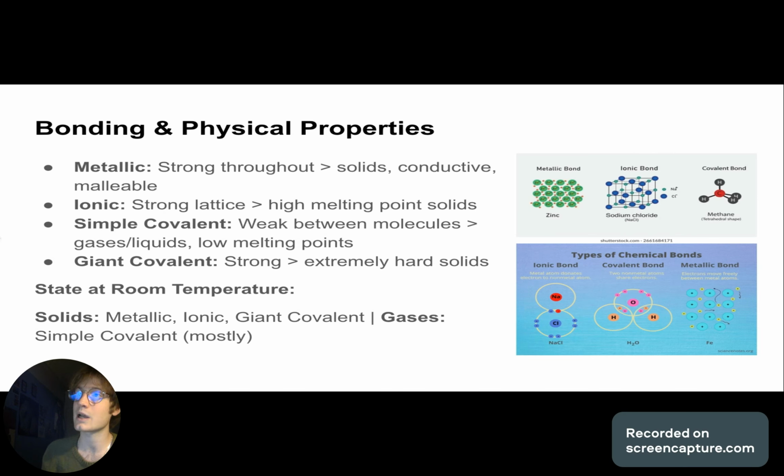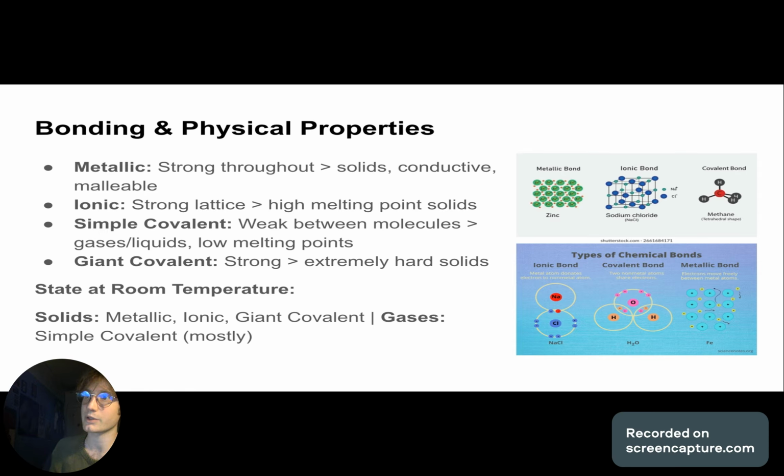So how does bonding translate to actual properties we see? First, metallic bonding gives us solids like silver that conduct electricity and heat well, and are also malleable. Ionic bonds are also solids at room temperature, but for different reasons. The strong electrostatic forces in the ionic lattice mean you need a lot of energy to break it apart. And that's why table salt doesn't melt until it reaches 801 degrees Celsius.